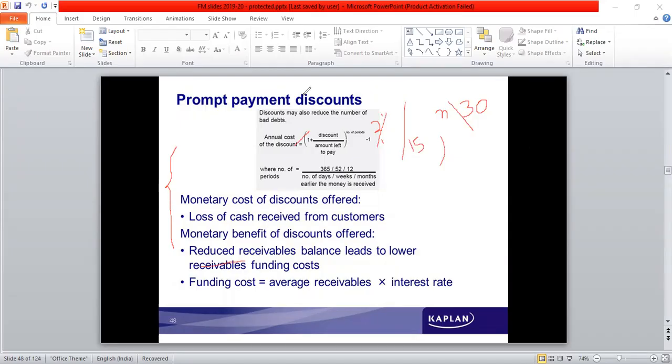So some other time we'll take up a numerical question and look into how do we solve this numerical question. So monetary cost of discounts offered.